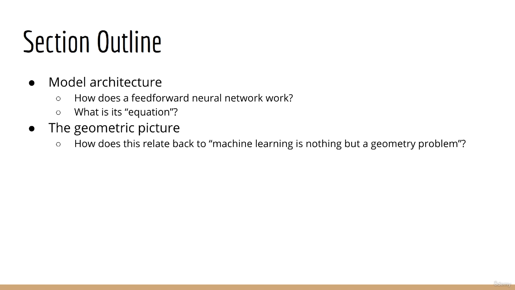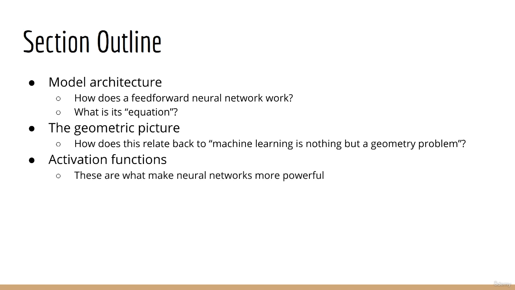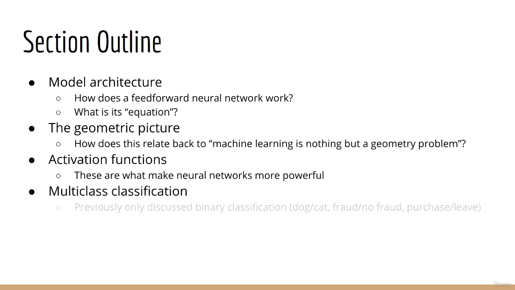Next, we're going to go more in depth and discuss activation functions. Activation functions are very important in neural networks. They are what make neural networks more expressive than the simple linear models you saw in the previous section. After that, we're going to discuss how to do multi-class classification using neural networks. If you recall, in the previous section, we only discussed binary classification. This works if we only have two classes, dog or cat, fraud or no fraud, purchase or leave the store, and so on. But what if we have more classes?